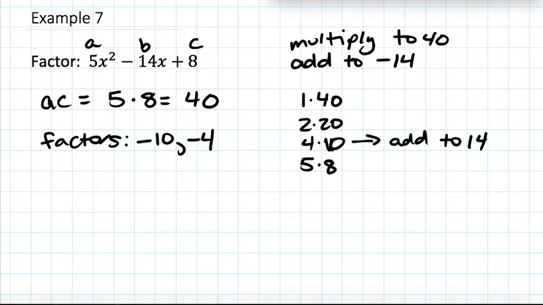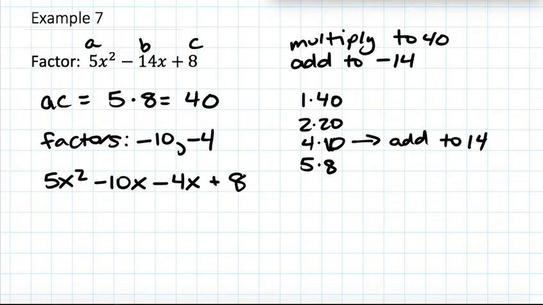So now what I'm going to do is break up the middle term. My first term is still 5x squared. I'm going to break up negative 14x into negative 10x and minus 4x. You should think of this as kind of undoing combining like terms. I could combine these back together and get negative 14x, but I'm going backwards from that.